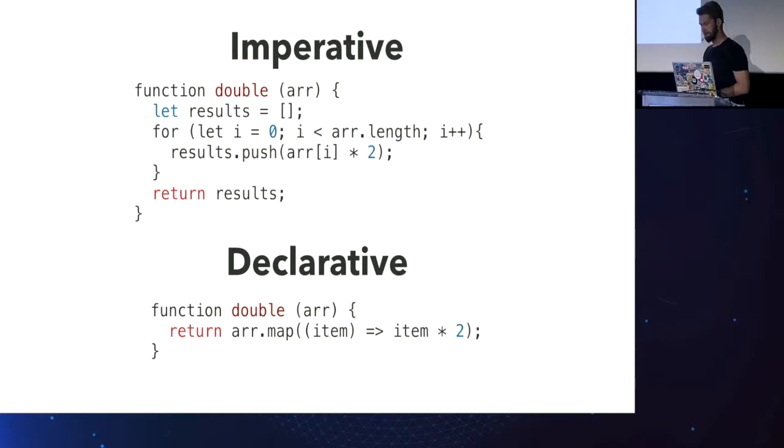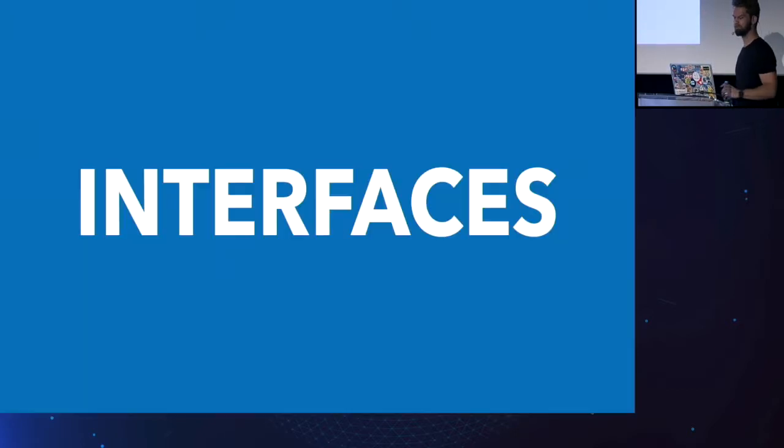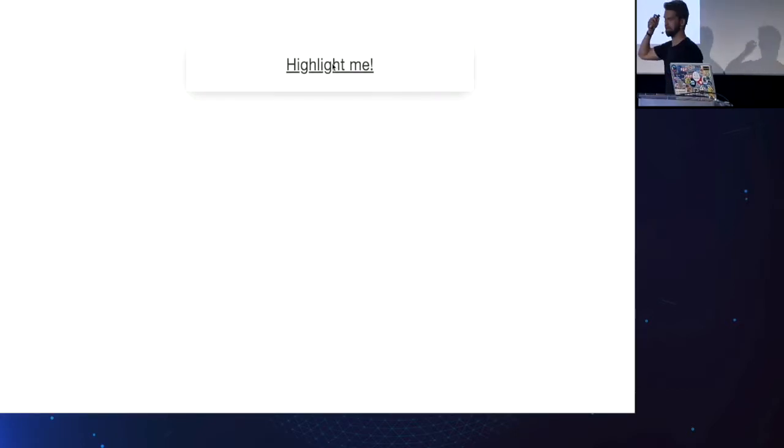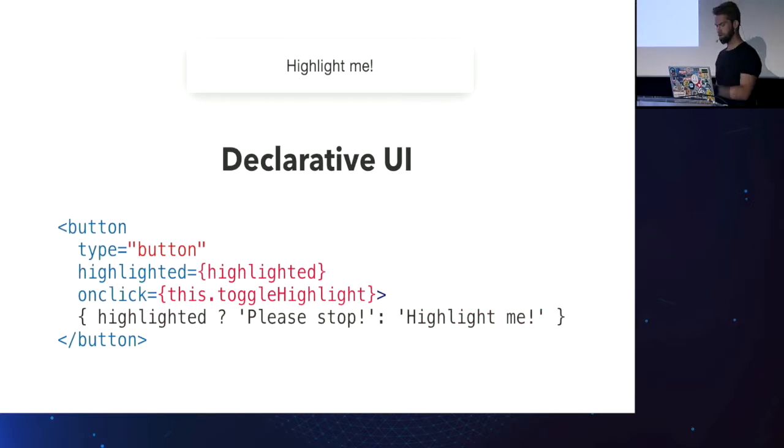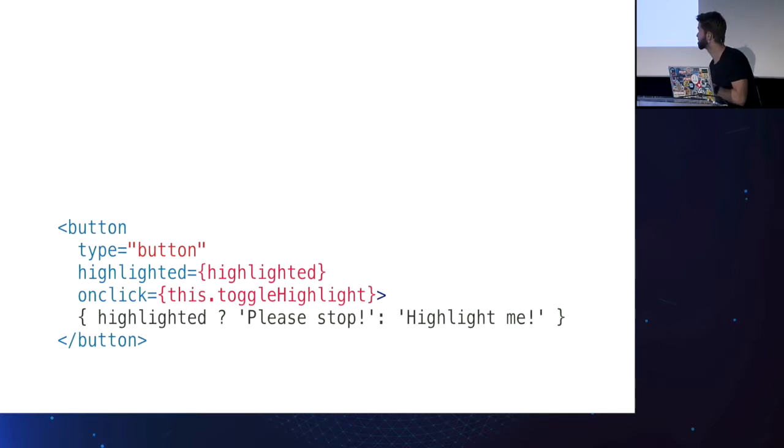And we can apply the same thing for interfaces. So when we look at this beautiful interface here, a button with a little bit of gradients, I could add this functionality imperatively. So I grab the button, I add an event listener, I toggle a class. Now I have to know how classList works. I check what is in there, and then I flip the text. Or I go the declarative approach, which is just like, hey, I want to deal with a button, and this is what should happen.